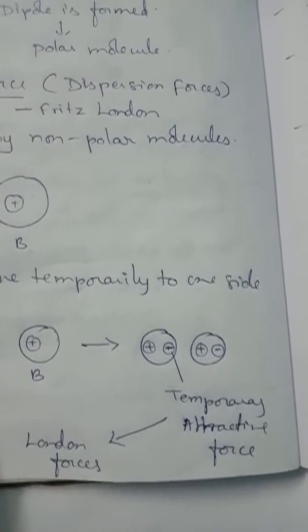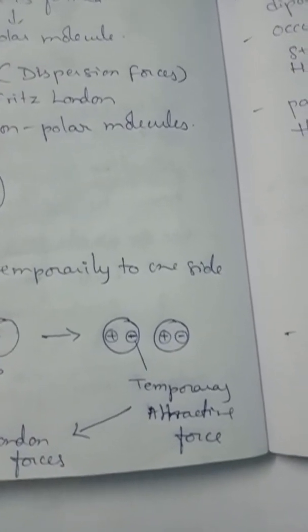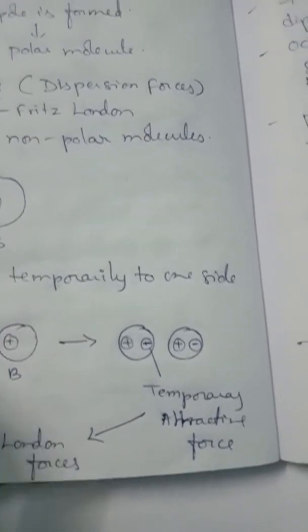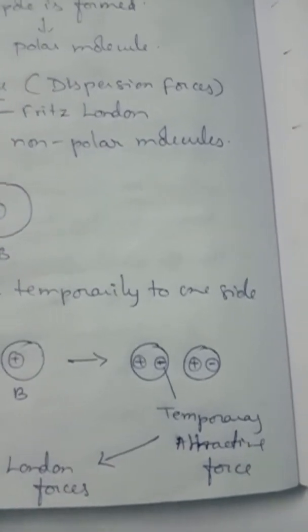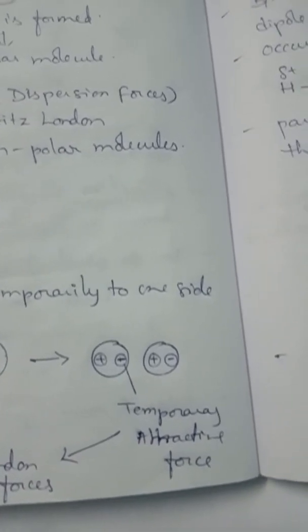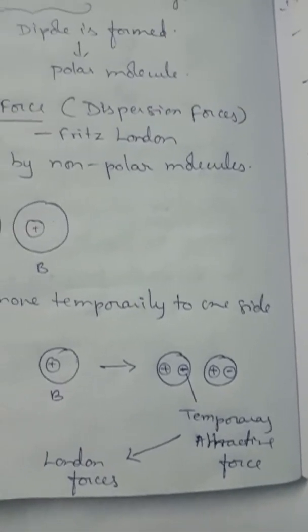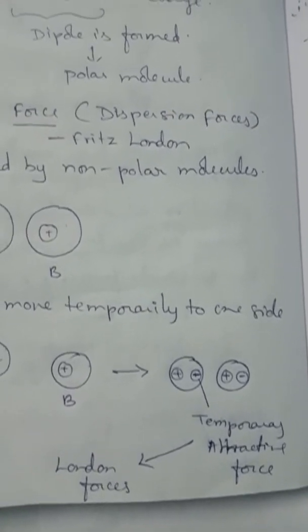London forces, or dispersion forces. These forces are always attractive, and the interaction energy is inversely proportional to the sixth power of the distance between the two interacting particles.